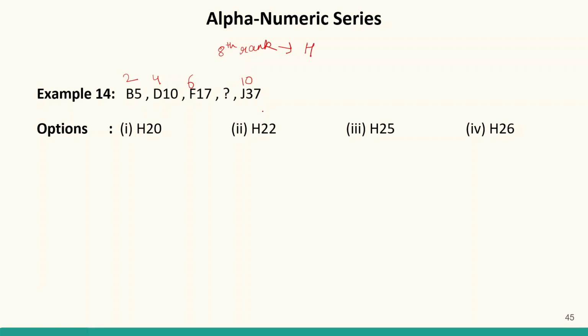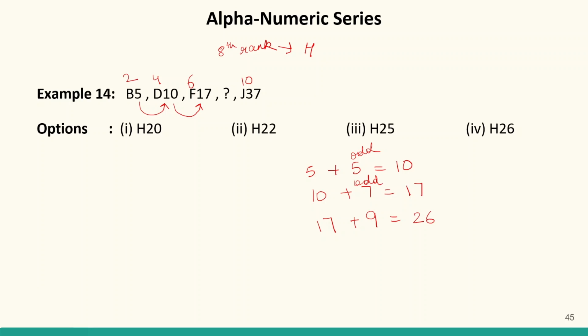Now let us come to the numbers. I can see that there is an increment of 5 from here to here. From here to here, I can see there's an increment of 7. So this is an odd number. This is an odd number. Now let us take the next odd number, which will be 9. If we add it to the previous number, which is 17, we will get what?